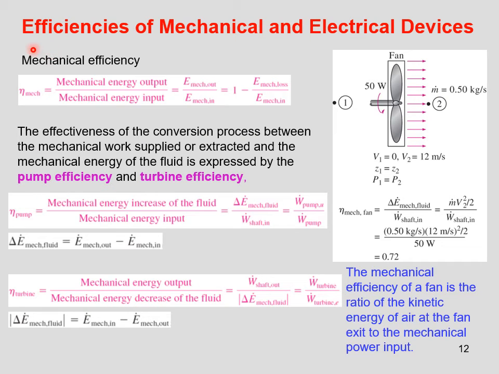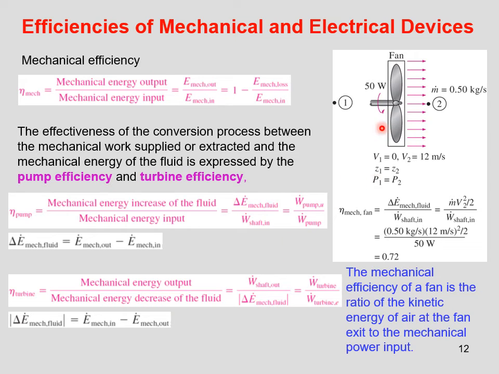You can also calculate some efficiencies of other mechanical and electrical devices. The book gives formulas for mechanical efficiency, efficiency of a pump, efficiency of a turbine. So you can look these terms up if we need them, and just look up these formulas. You'll have a formula sheet available for you to be able to calculate these.